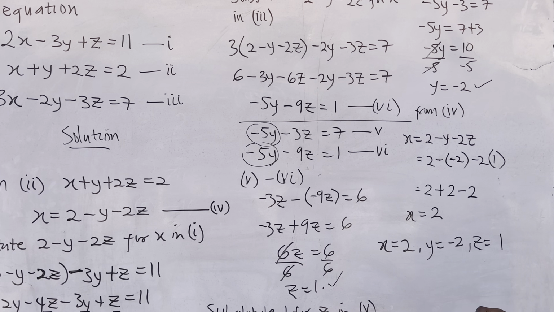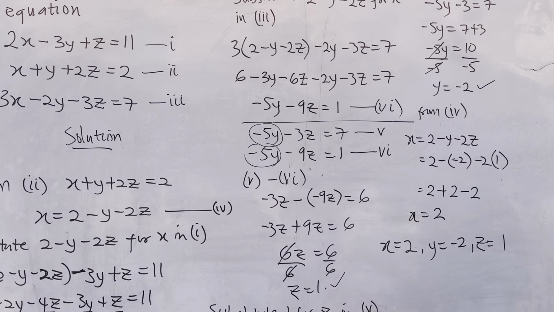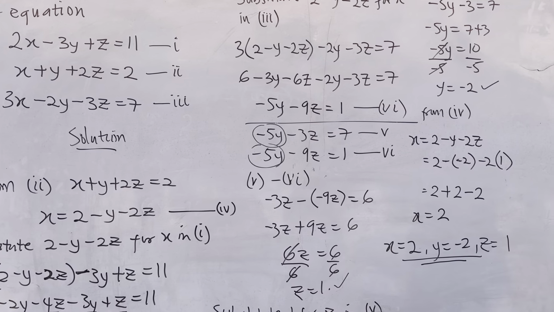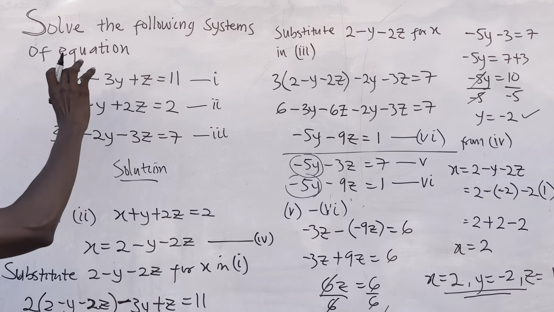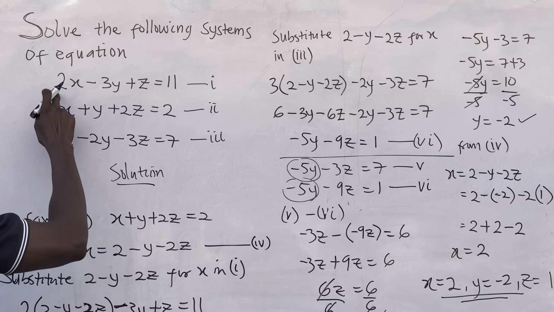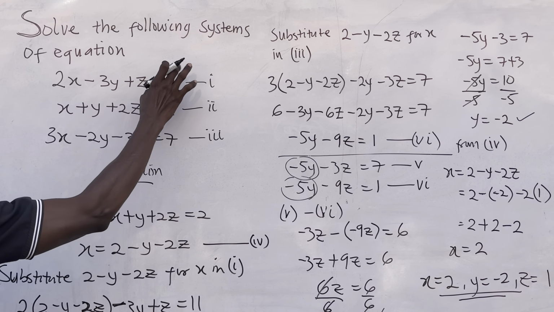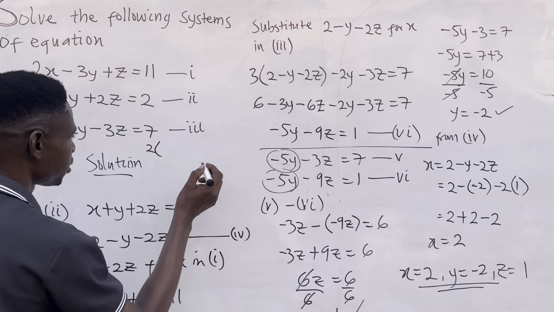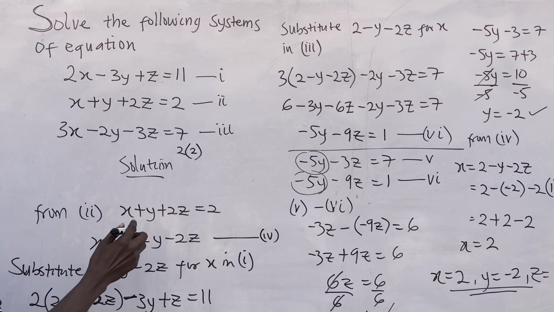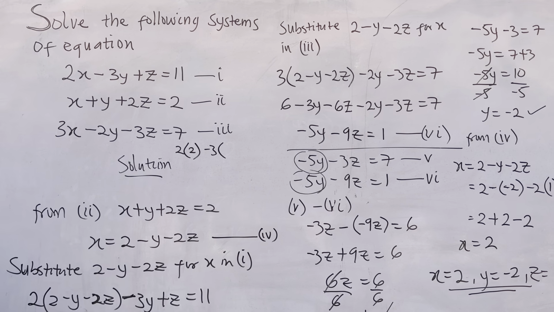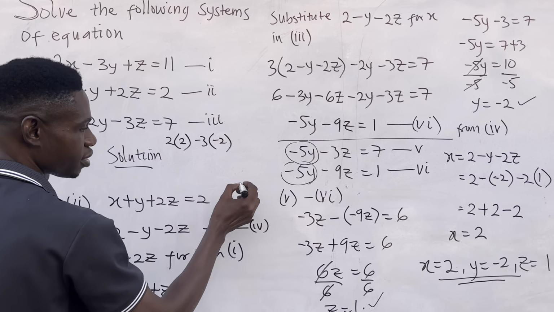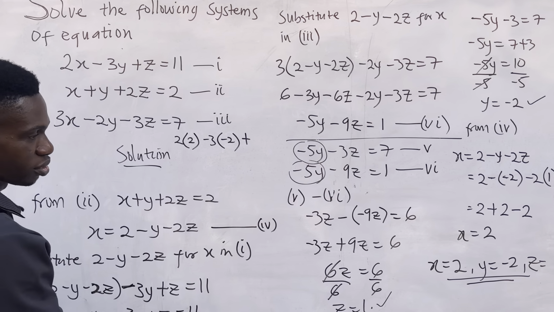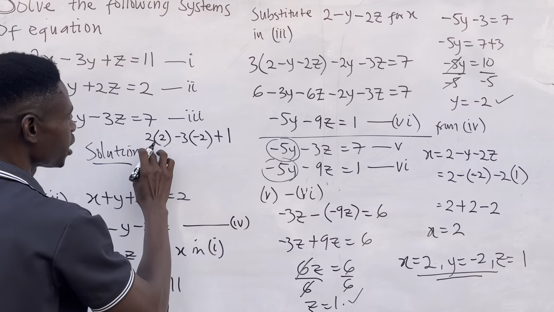Okay, we can do a quick check to see if this is actually correct. So let's insert everything in equation 1. So let's work with equation 1. From equation 1 here, what we have is 2x minus 3y plus z. Let's see if that will give us 11. So 2x, what's our x? Our x is 2, right? Minus 3y, what's our y? Our y is minus 2, right? Then we'll have plus z, which is what? 1. So let's see if this will give us 11.